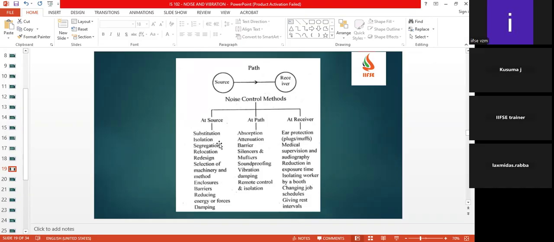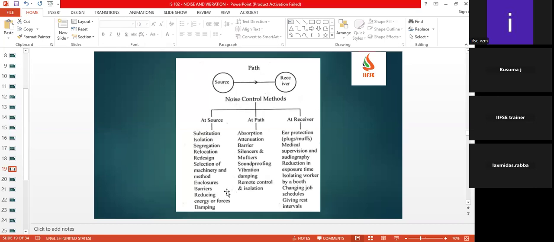So if we see at the source level, these are the various control methods: substitution, installation or segregation, relocation or redesign, selection of machinery or methods which can give lesser noise, enclosures, barriers, reducing energy or force, or damping, which is nothing but providing some cushions on the machines where the noise is generated. Then at the path level, in the transmission time, any absorption or attenuation, barrier, silencers, mufflers, soundproofing, vibration damping, or remote control, or any isolation. These are the ways we can control the path of the noise which is traveling.